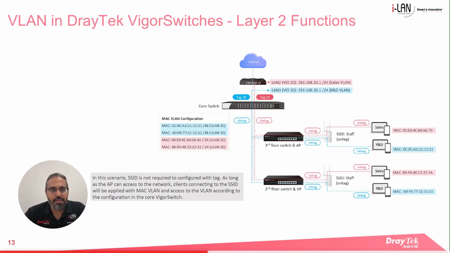All we need to do is to enter the MAC addresses of these devices in the core switch and assign to their respective VLANs. As long as all traffic can access the core switch, then it will be tagged by the core switch. This also means that there is no need to configure VLANs in the access points for different departments, thereby simplifying the Wi-Fi network installation.